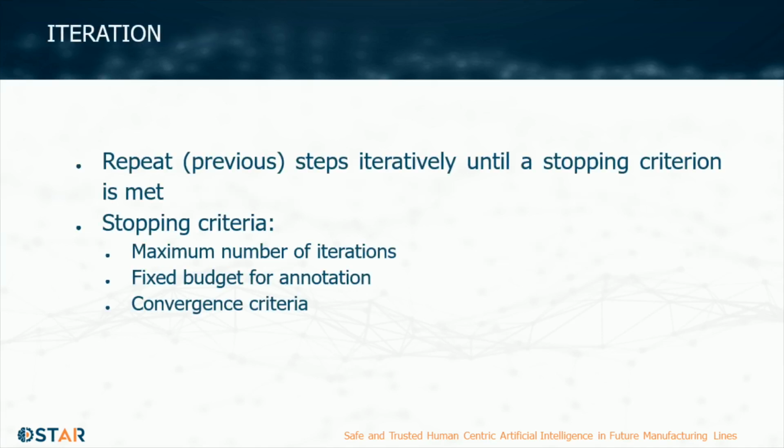7. Iteration. The previous steps 4 to 6 are repeated iteratively until a stopping criterion is met. The stopping criterion can be a maximum number of iterations, a fixed budget for annotation, or a convergence criterion.